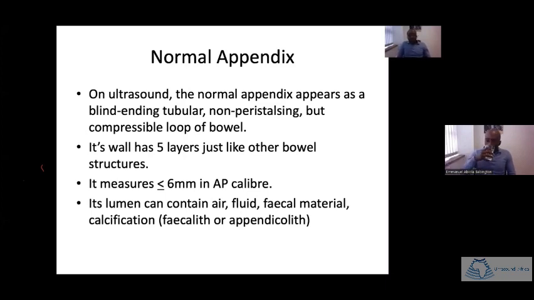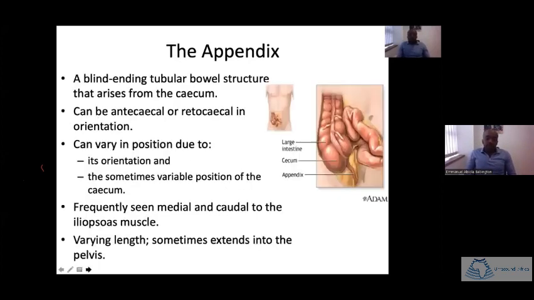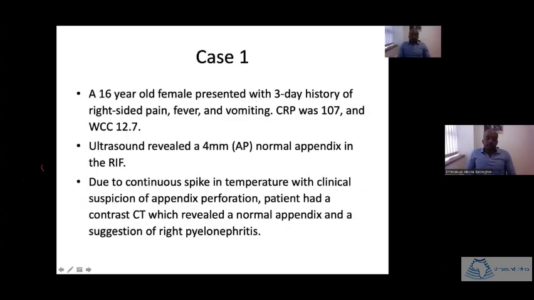The lumen of the normal appendix can contain some air. In some cases, you might find some fluid in the lumen, even though it's normal. You can find fecal material, or you can find calcification, which is called an appendicolith. So even a normal appendix can have an appendicolith in it. So we'll look at some cases where we found a normal appendix, and I'll show you some images that were acquired during those examinations.